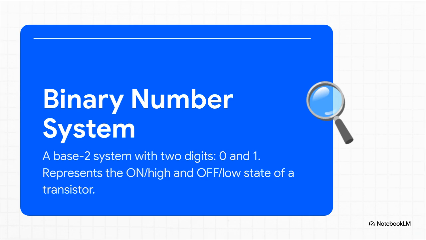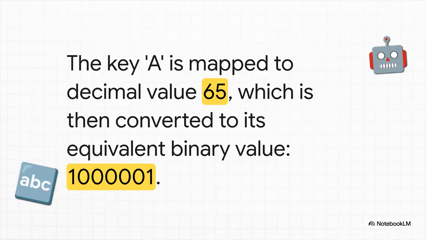And we represent those two states with just two digits, 1 and 0. And that, my friends, is binary. And this is the final crucial step in the translation. The letter A becomes the number 65, which then gets converted into the binary number 10000001. That is what the computer's processor can actually understand. That's what A truly looks like to your machine, just a string of ones and zeros.